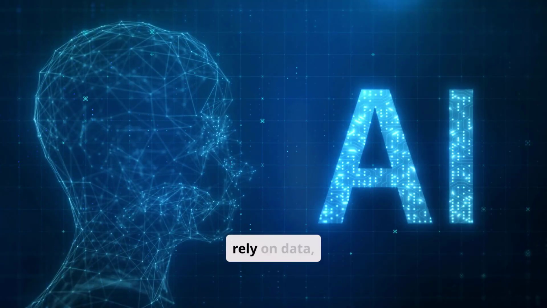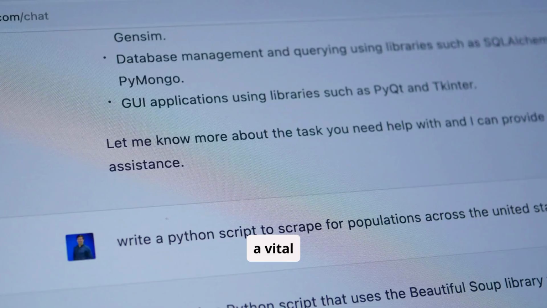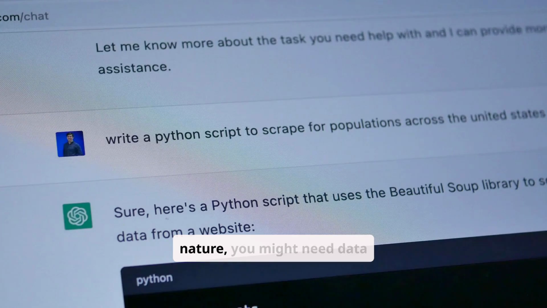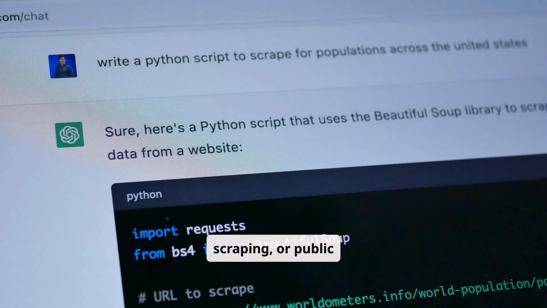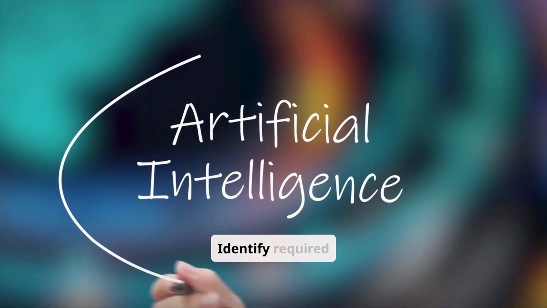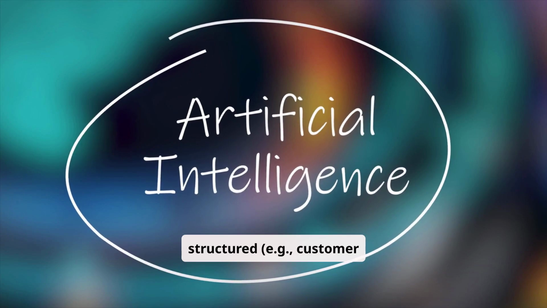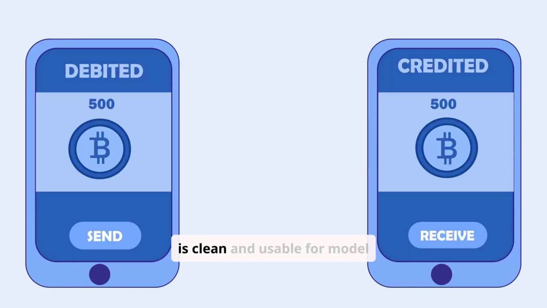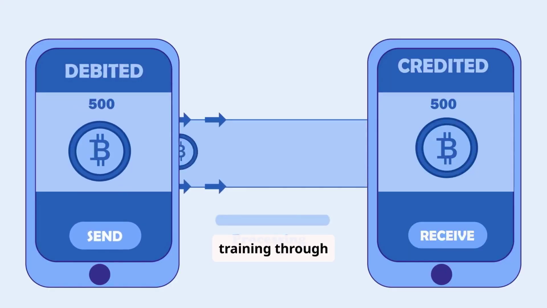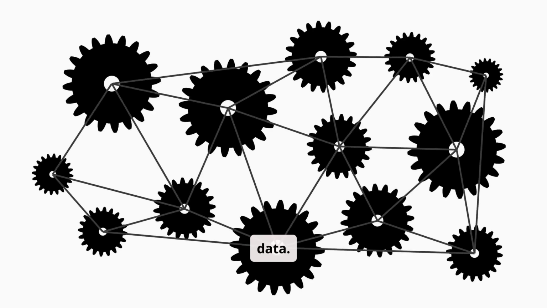AI models heavily rely on data, making the collection and preparation of high-quality data a vital step. Depending on your project's nature, you might need data from databases, APIs, web scraping, or public datasets. Identify required data sources for your AI model, which could be structured, for example, customer purchase history, or unstructured, for example, text, images, video. This ensures that the data is clean and usable for model training through tasks like removing duplicates, handling missing values, and normalizing data.